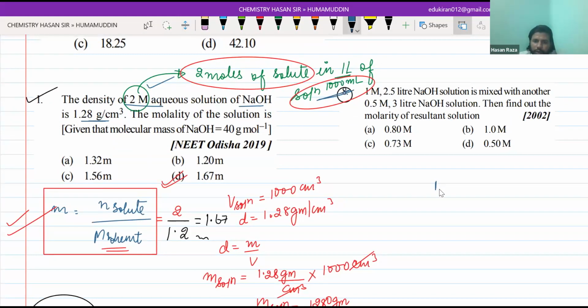And in the next class, we are going to discuss depression in freezing point and then osmotic pressure. And in the next week, we are going to complete this syllabus. Also, please do try NCERT. We will discuss that as well.